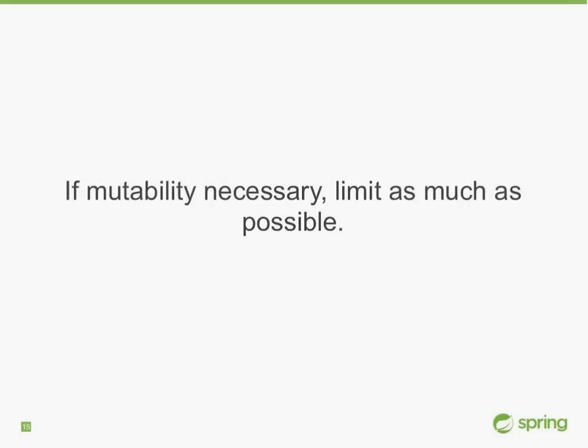When you come up with that good reason, you say that mutability is actually necessary, limit it as much as possible. You've got 10 fields in your class. You identify one that needs to be mutable. Keep the other 9 immutable. Reduce the state space of that class.